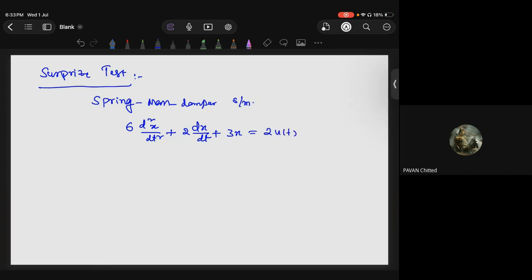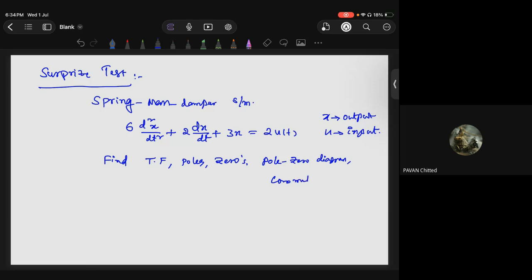This equation looks like the same basic differential equation. Here I would say that x is the output, u is the input. So the question is: find the transfer function, find poles, zeros, the pole zero diagram, and also comment on the stability. The question is straightforward, right?